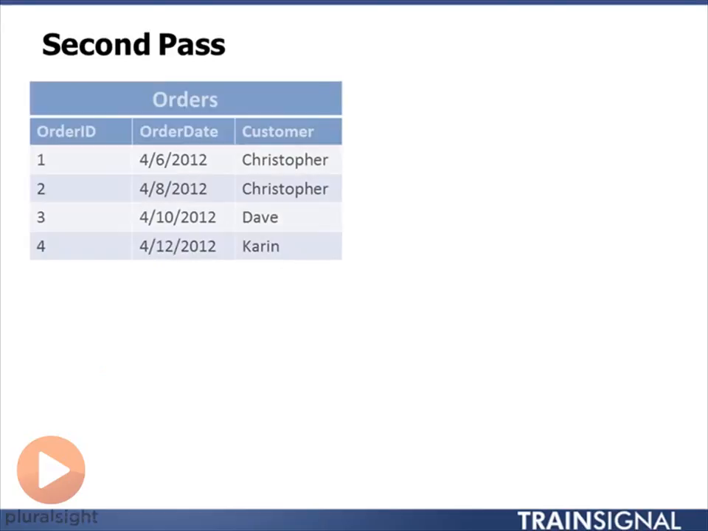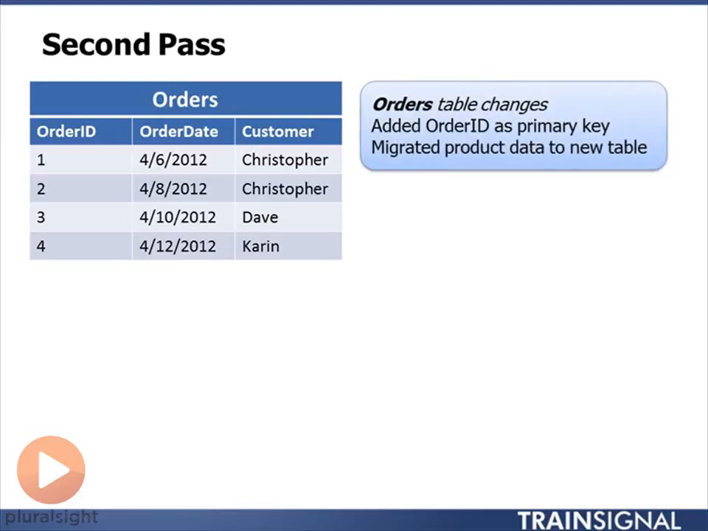Take 2. So what you'll notice, we've got our orders table, and you'll notice that we've trimmed out all the product information. So I just have the order ID, the order date, and my customer. Now we've added on that order ID, and that's going to be our primary key. So that's going to uniquely identify every single order.